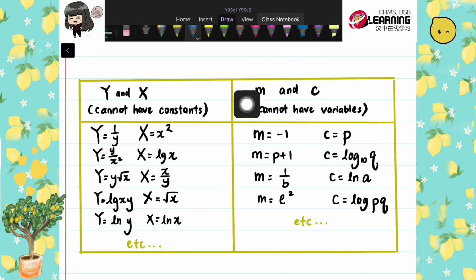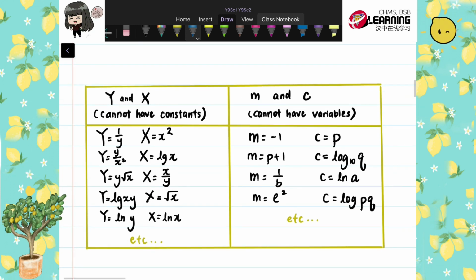And your m and c, look at the m and c here, your gradient of y and your y-intercept, no x, no y at all. Don't have x, don't have y at all. So these are the examples of your big X, big Y, and m and c. Example only. Just want you to get an idea of how big Y and big X look like and how m and c look like here, right?